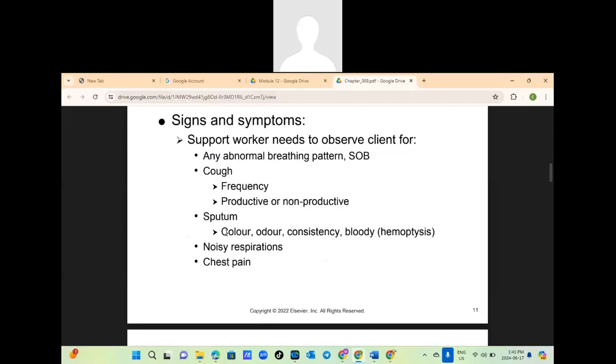So also, can you hear noisy respirations? Are they wheezing? You use your senses when it comes to observing: the sense of sight, hearing, smell, and touch, but we don't touch the sputum. Anything that is from the person's body or bodily fluids, definitely you have to wear gloves. And of course they may complain of what? Chest pain.